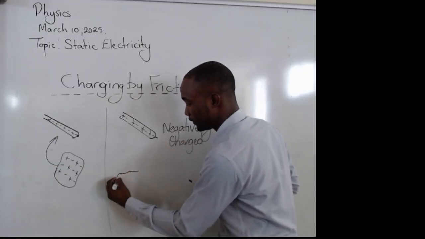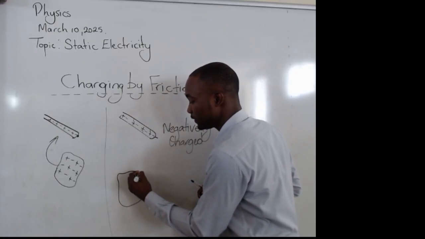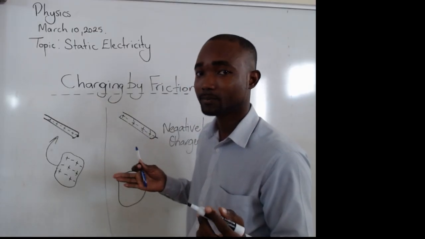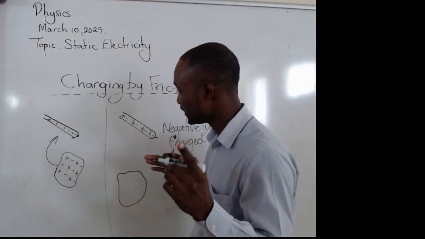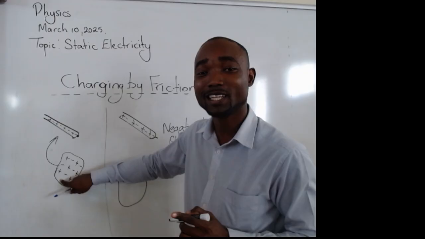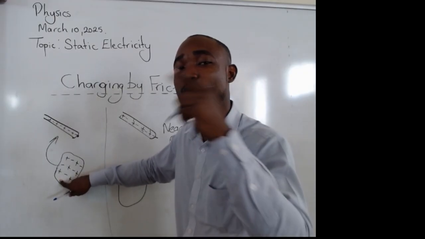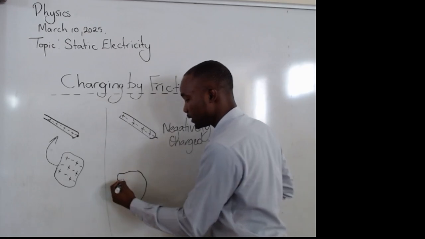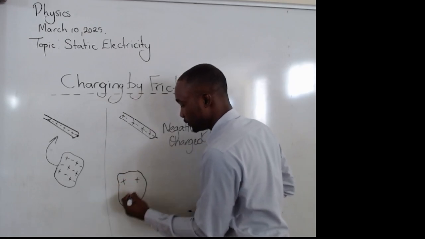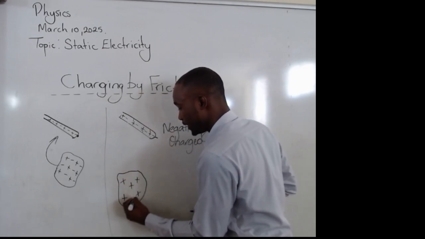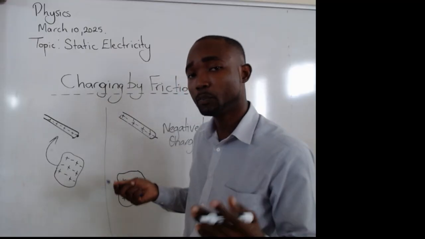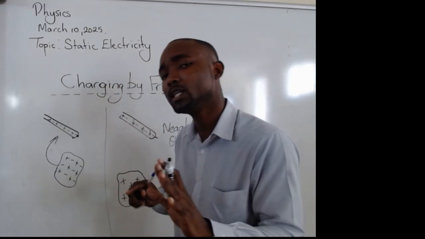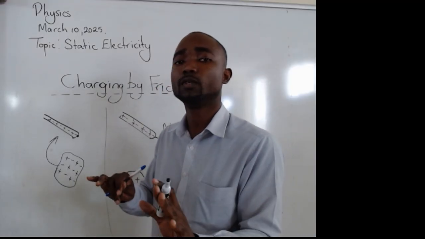Consequently, my fabric right here becomes positively charged. Anybody knows why? That is right, because it loses electrons. Now it has more protons than electrons. How many protons? 1, 2, 3, 4, 5, 6. So it has the same amount of protons it had before, because protons don't move, they stay with the atom.